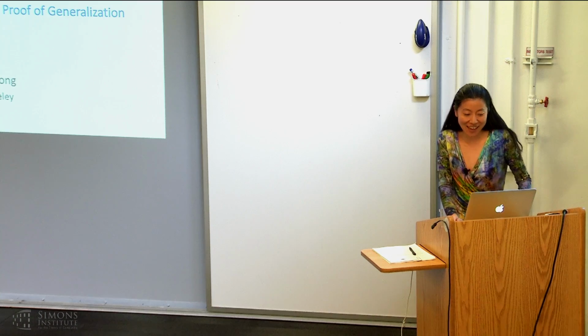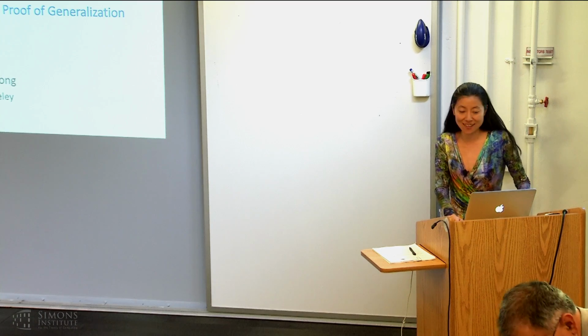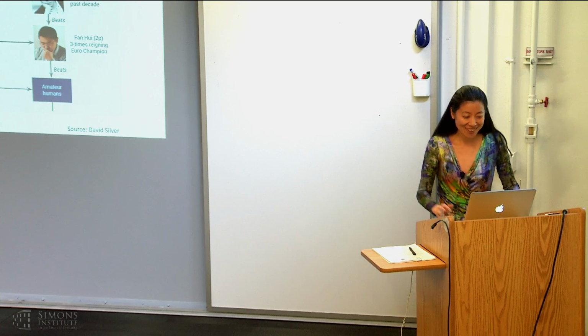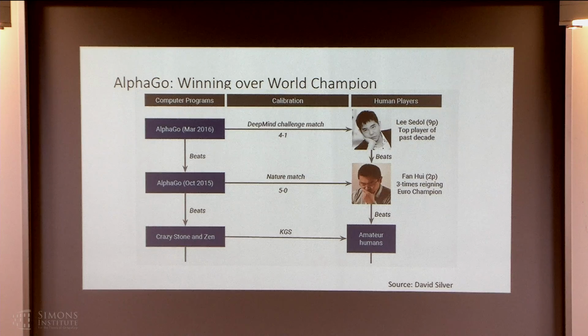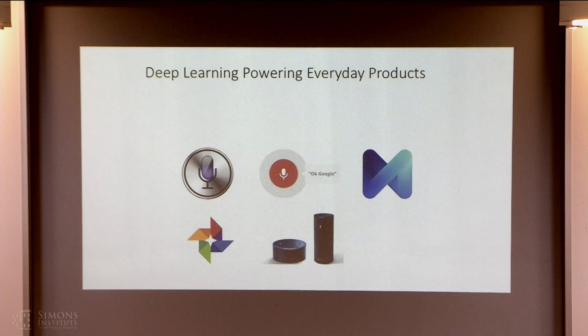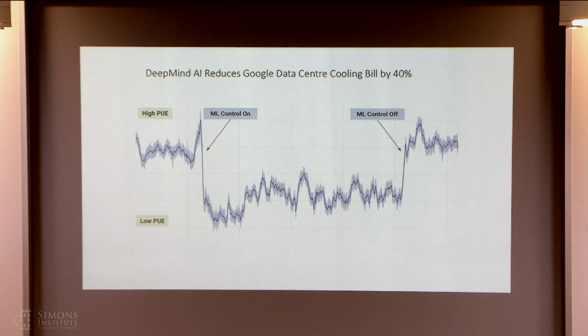Everyone. And so today I'll talk about resilient representation and provable generalization. As everybody here knows, deep learning has made great advances, has beaten humans in Go, achieving human-level performance for image recognition. It's helping us in our everyday life, and also even helping save energy in data centers.